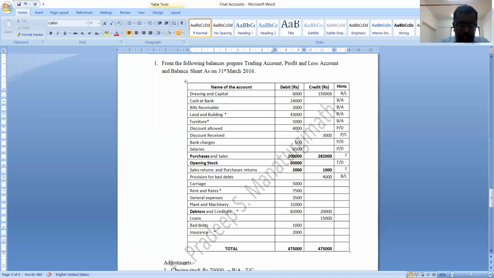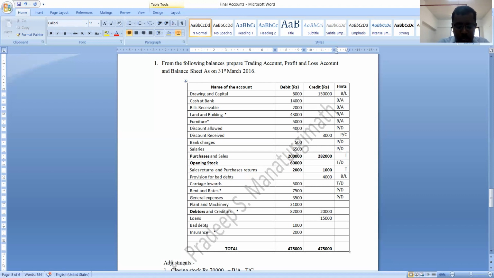Then the next item is carriage. If they give carriage inwards, yes, it is a direct expenditure. Where does it appear? In the trading account. Which side? Debit side. Right. The next item is rent and rates. This belongs to the profit and loss account, debit side. Then general expenses also belong to the profit and loss account, debit side.